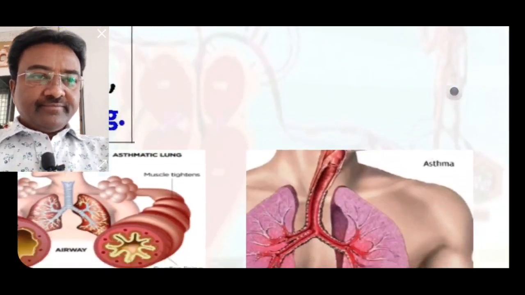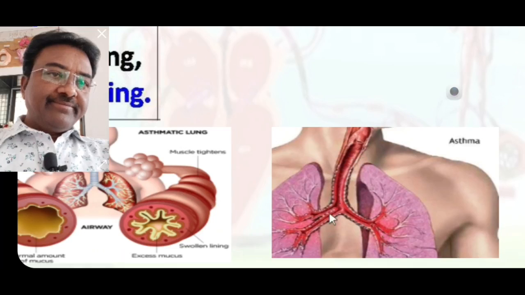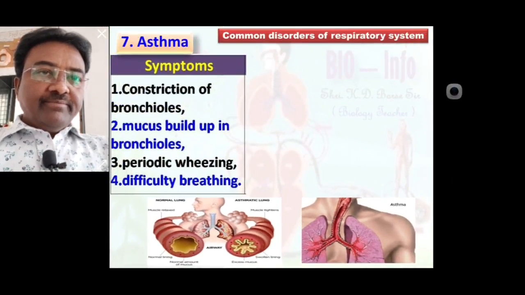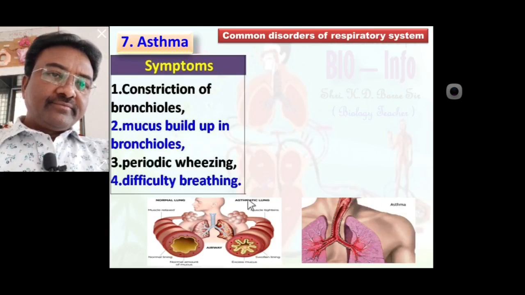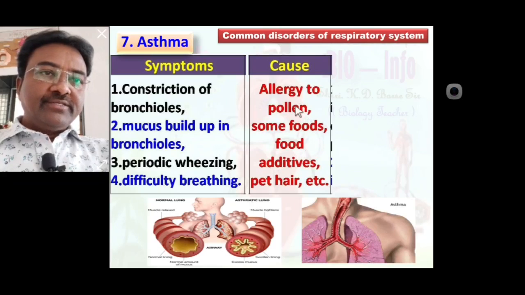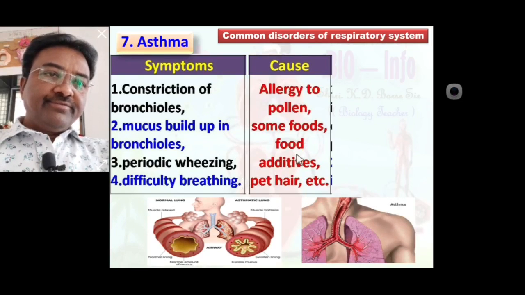Also seen here, tracheal constriction, bronchi constriction, and due to this the difficulty of breathing. Also the inner lining of the bronchiole builds up mucus secreted by mucus glands, and due to this difficulty of breathing. How is asthma caused? Asthma is caused due to allergy to pollens. In the air there are many pollen grains, and one can be allergic to them, or allergic to some food, also allergy to food additives, also pet hair. So due to allergy to pollen, some food additives, pet hair, asthma is caused. How to treat asthma?